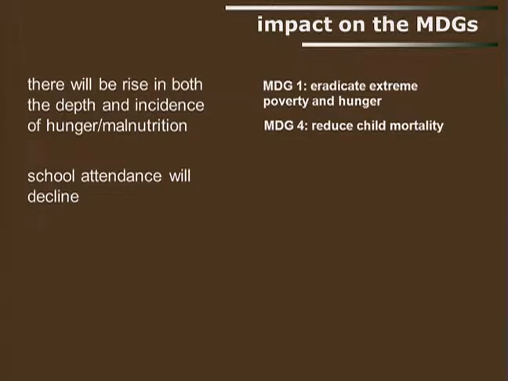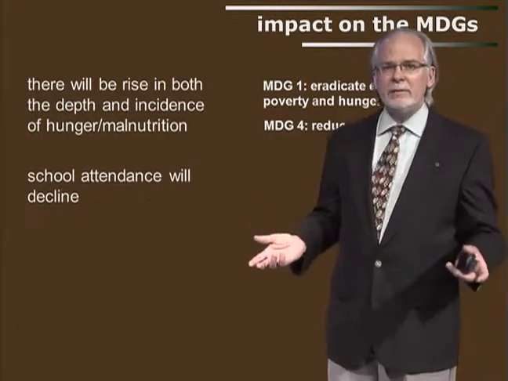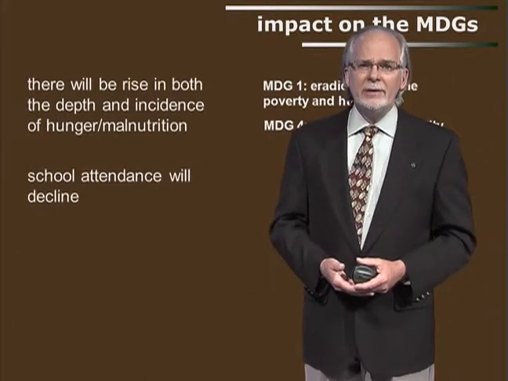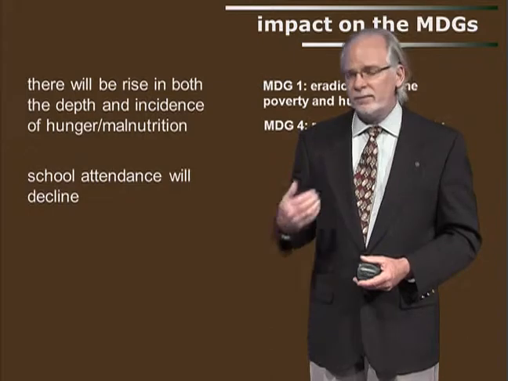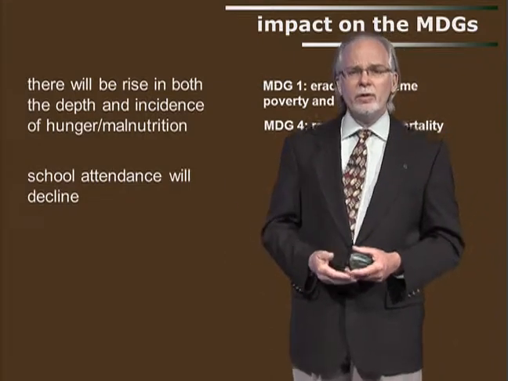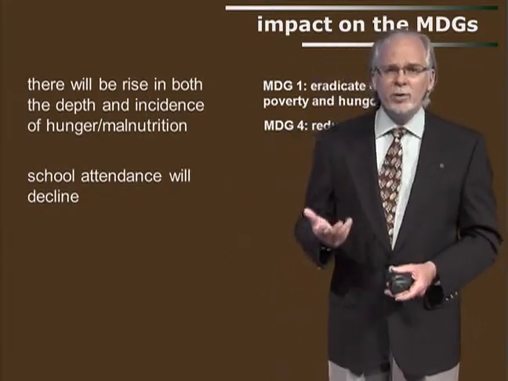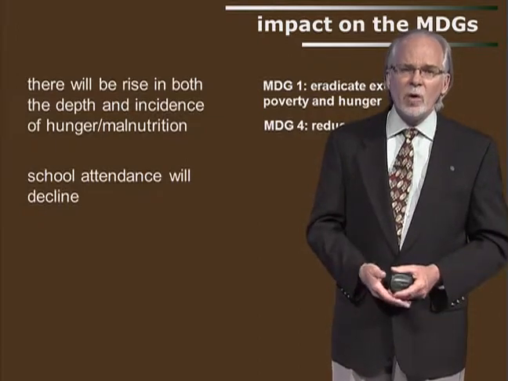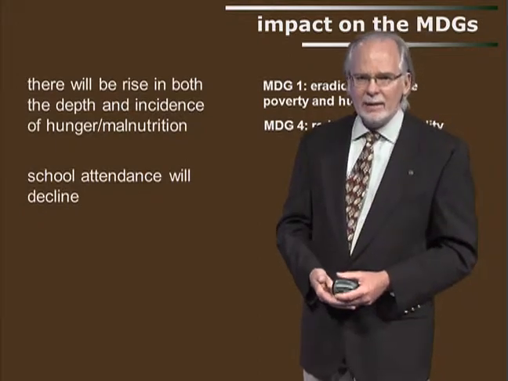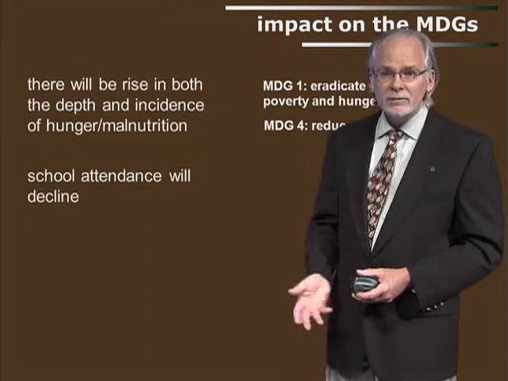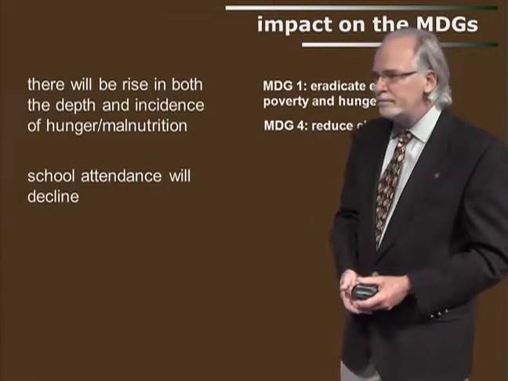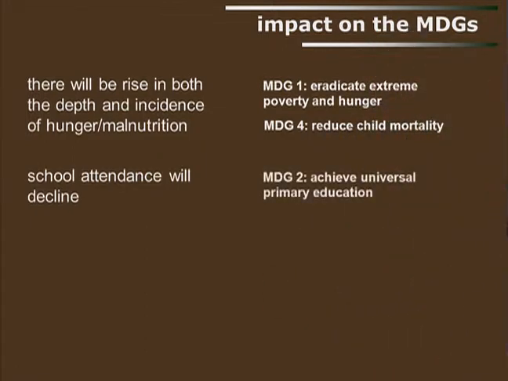It's definitely already happening in many countries where the opportunity cost is such that parents are simply keeping their kids at home. They can't even afford the school fees, or paying for the school uniform or school supplies, and it's more cost effective for them to keep the child at home to assist the family in meeting their basic needs, in many cases food. So MDG 2, which is achieving universal primary education, is affected.